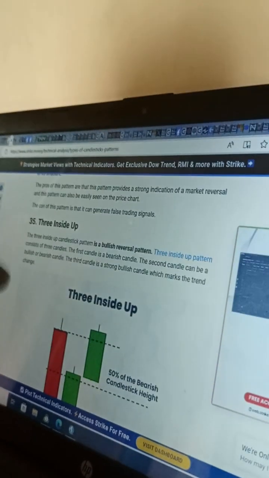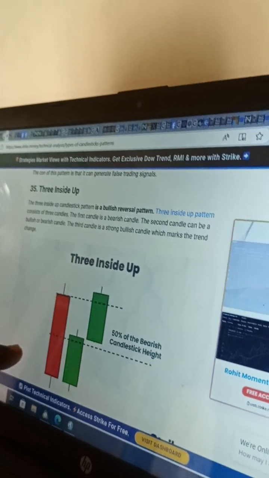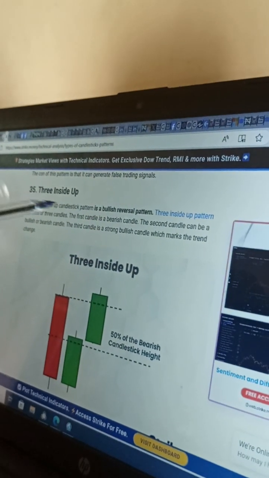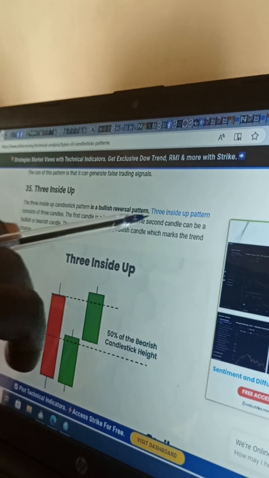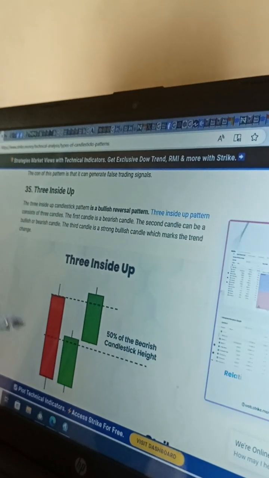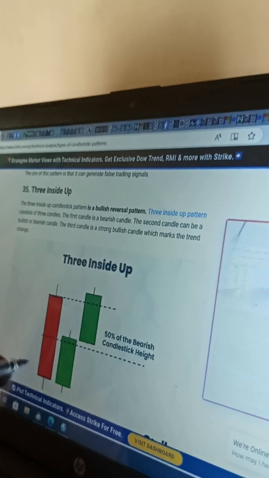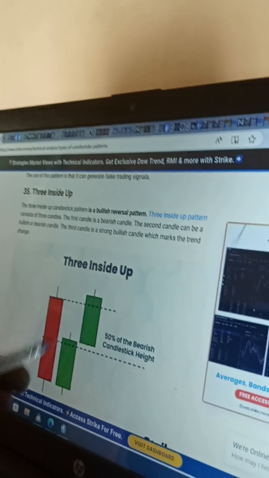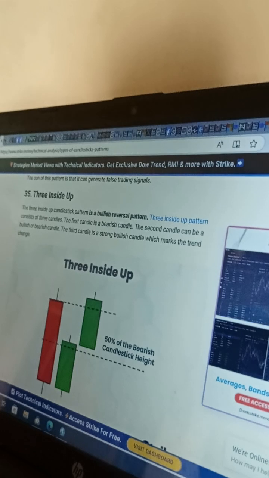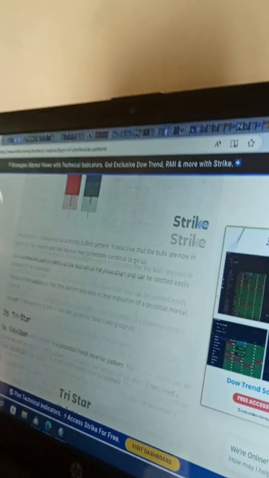Now three inside up. The three inside up candle pattern is a bullish reversal pattern. In the three inside up pattern, there is a bearish candlestick. Suddenly we have a bullish candlestick, and then we have another one. So this is three inside up. That's like the opposite of the one up there.